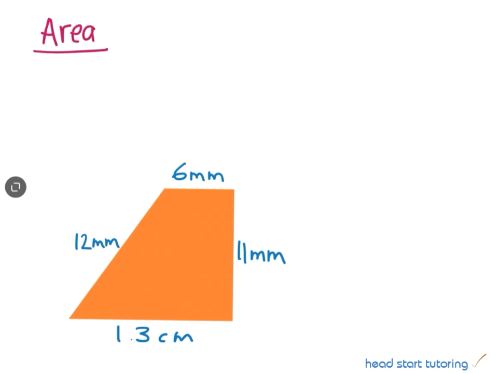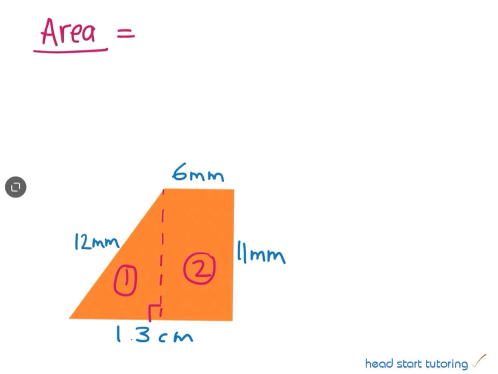If we would like to find the area of this irregular shape, what we need to do is divide this shape into different shapes that we know the formula for the area. So if we divide this shape here, we end up with shape 1 and shape 2. Shape 1 is a right-angled triangle, and we know the formula for the area of any triangle. And we know the formula for the area of a rectangle, which shape 2 is.